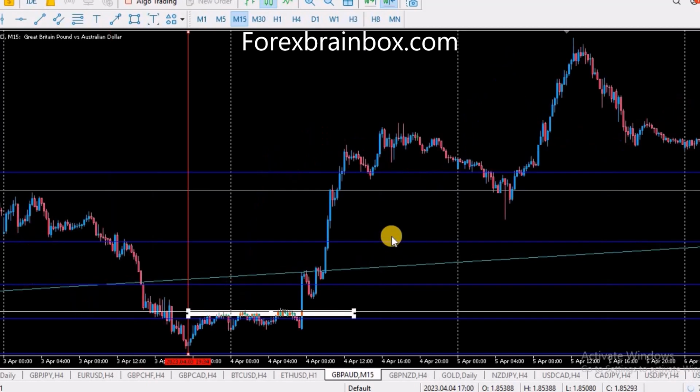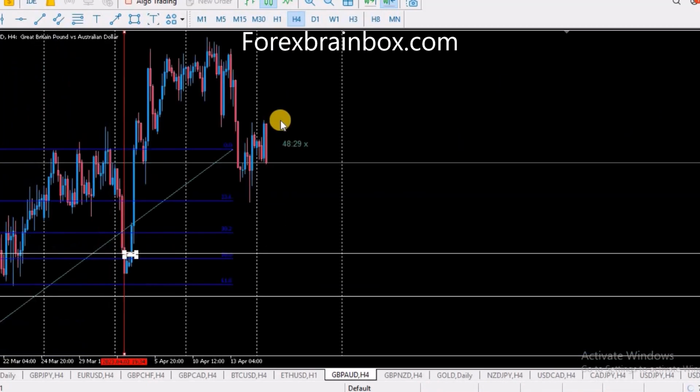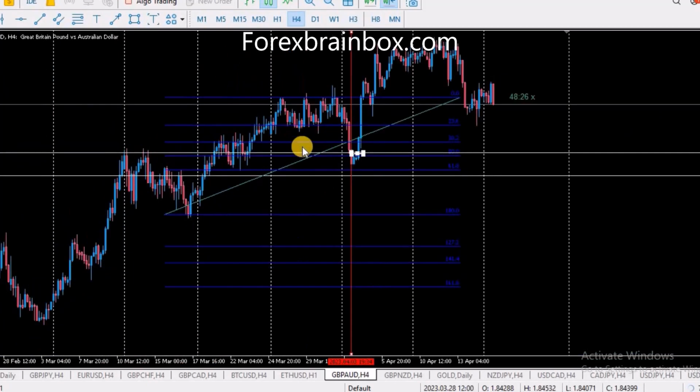So that's how to trade top-down analysis. It's something you have to look at over and over again to get used to it. It works all the time for trading.